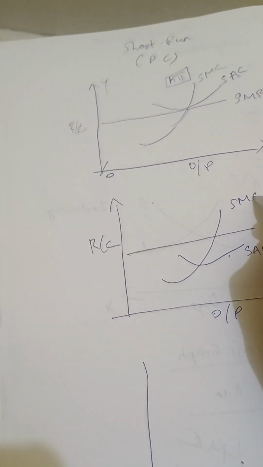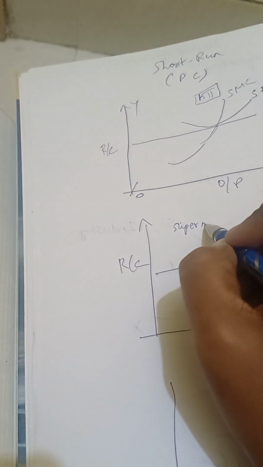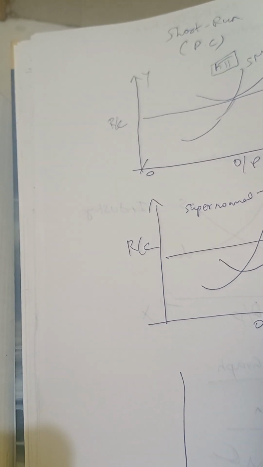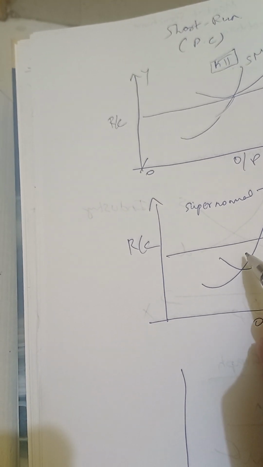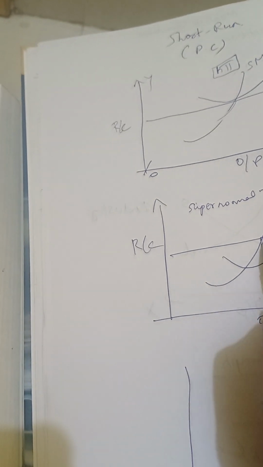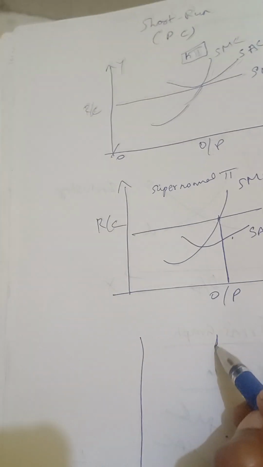So it is SMC. So here it is a case of supernormal profits. We are just seeing where the SMC is cutting the SAR. So it is here, the short-run marginal cost curve. So this is the equilibrium price and output.